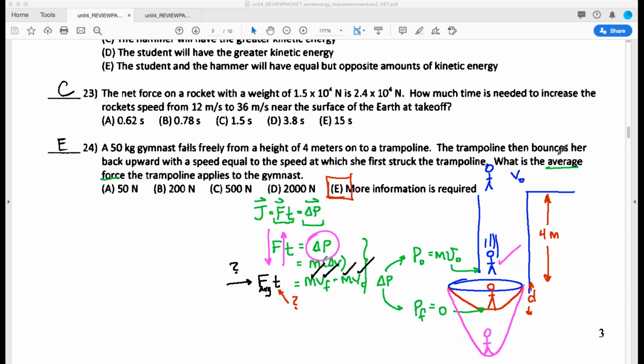But I guess the takeaway here is the verbiage of average force. Once you see that, you should be like, okay, we're talking about impulse here. All right, so make sure that I've answered your question for number 24, and we'll take a look at number 11, which is queued next.